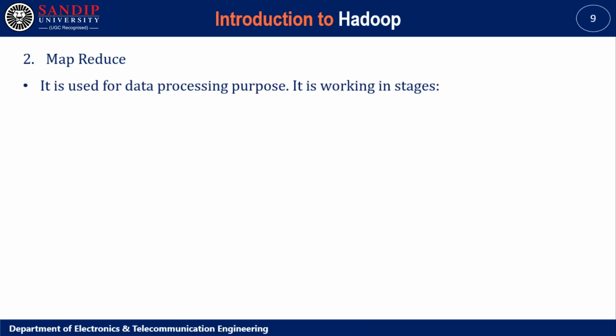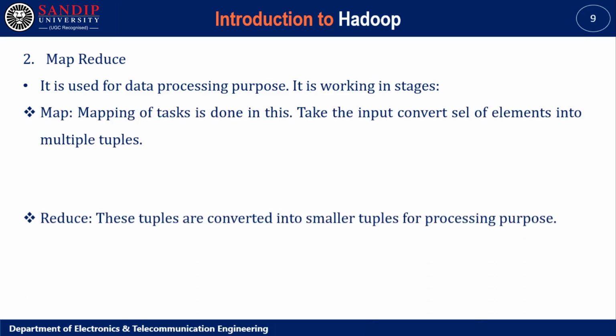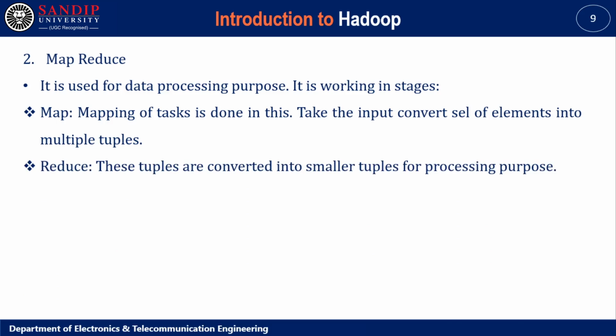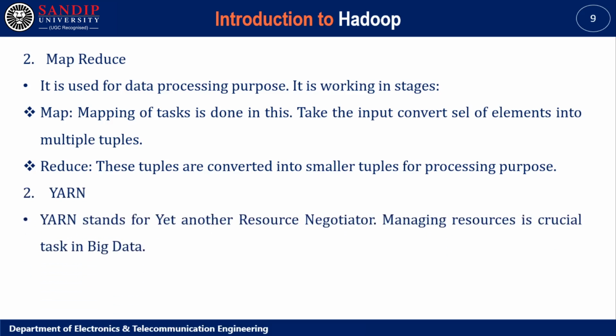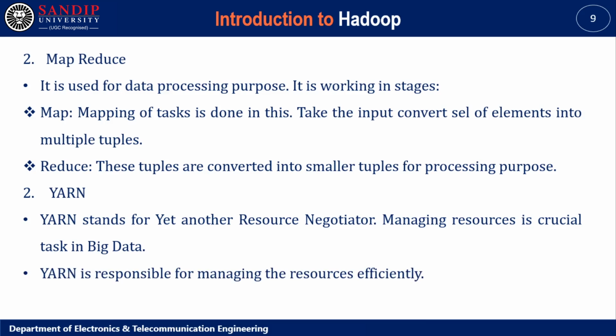MapReduce. It is used for data processing purpose. It is working in stages. Mapping of task is done in this. Take the input and convert the set of elements into multiple tuples. Reduce. These tuples are converted into smaller tuples for processing purpose. YARN. YARN stands for Yet Another Resource Negotiator. Managing resources is crucial task in big data. YARN is responsible for managing the resources efficiently.